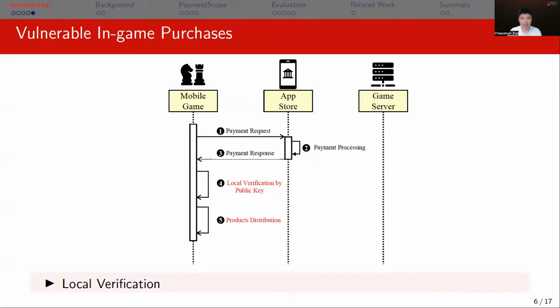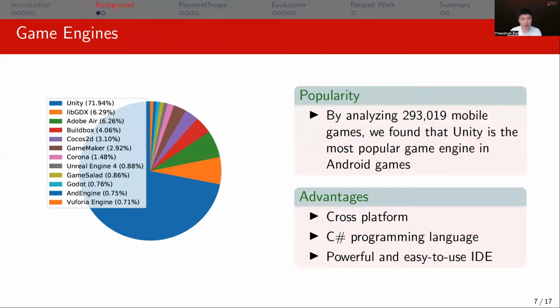For games that are developed with different game engines, although the high-level steps are the same, the SDK and the implementation details are different. As such, in this work, we are targeting the most popular game engine. Our experiment on 300,000 games confirmed that Unity is the most popular one. It supports cross-platforms and offers an easy-to-use IDE. The programming language is C#.